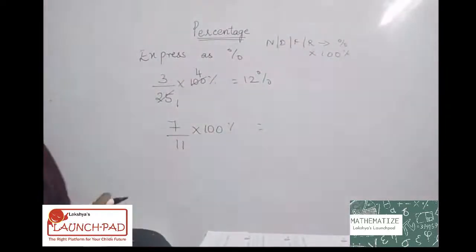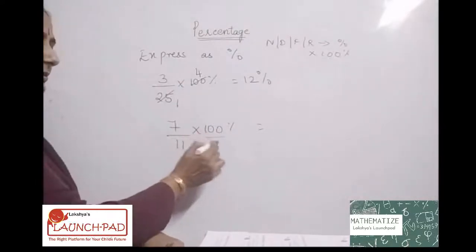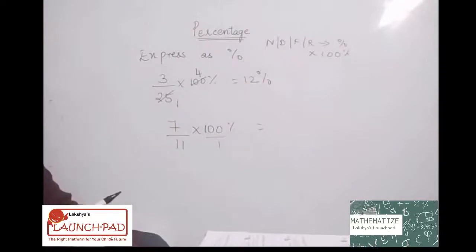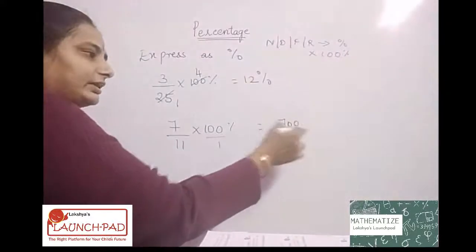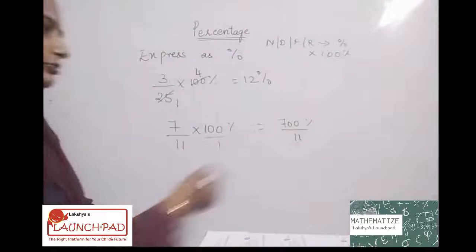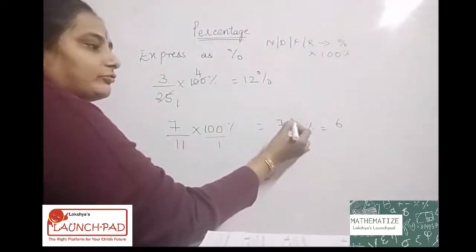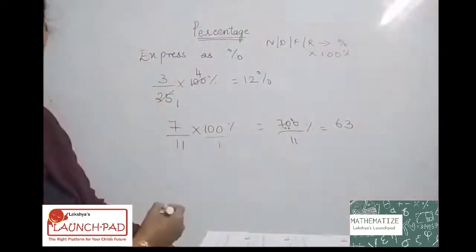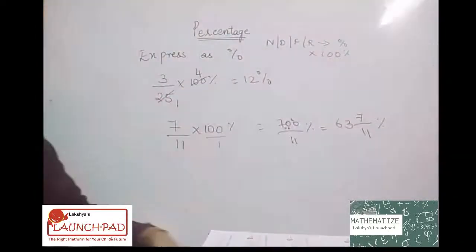Okay. Is there anything to cancel between numerator and denominator? See, if it is 100, this means it is 1. Is there anything between the numerator and denominator to get cancelled? No. So, directly 700 by 11%. Instead of writing this, you can also write it as a mixed fraction. 11 6s are 66. Balance is 4. 11 3s are 33. Balance is 7. So, 7 by 11 will come. You can write it as a mixed fraction.